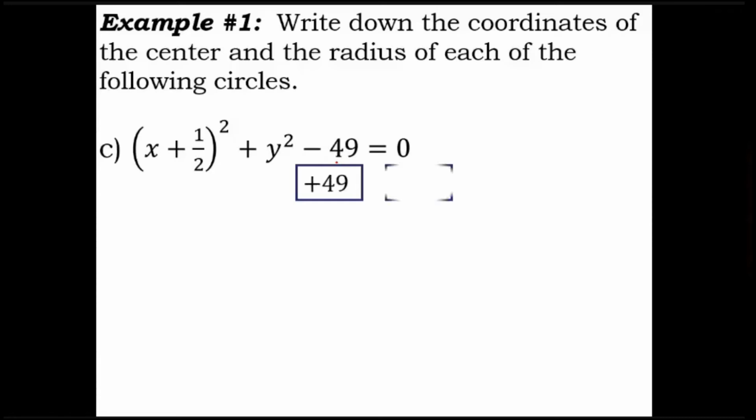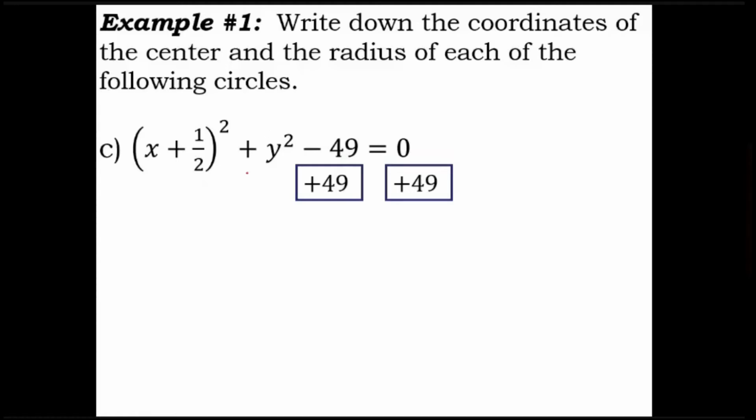So if I add 49 here, I must also add 49 on the other side of my equation to make it balance. So after doing this, I have eliminated the constant on the left-hand side of my equation. This part is familiar to us, and this is example B. So we already know how to manipulate it.